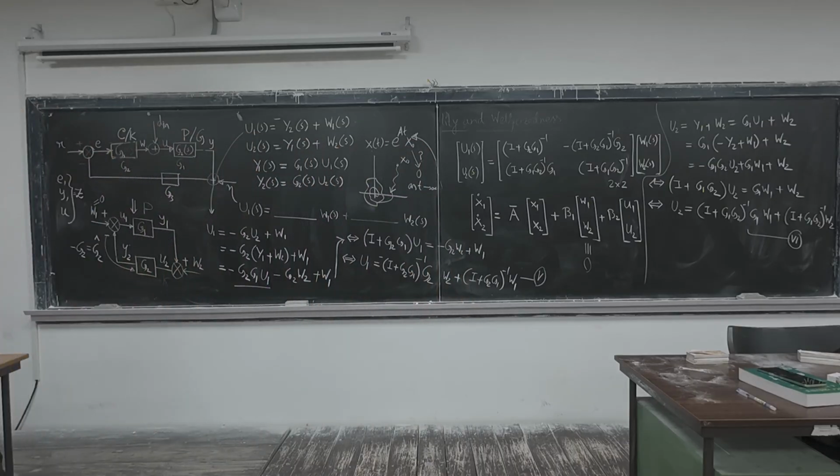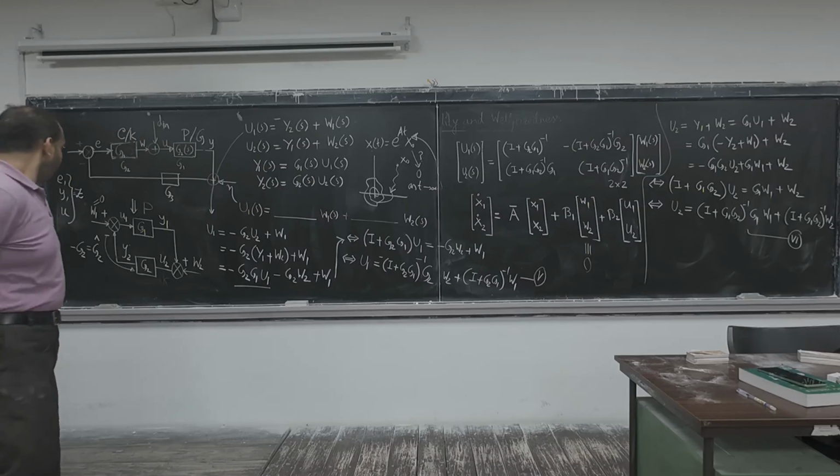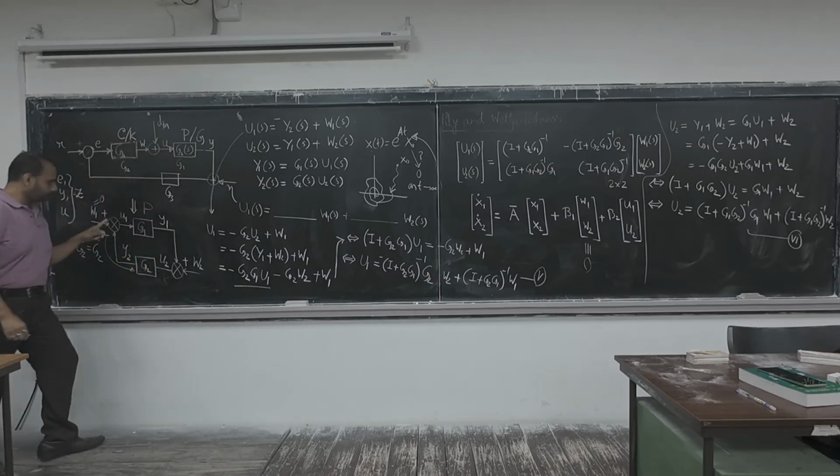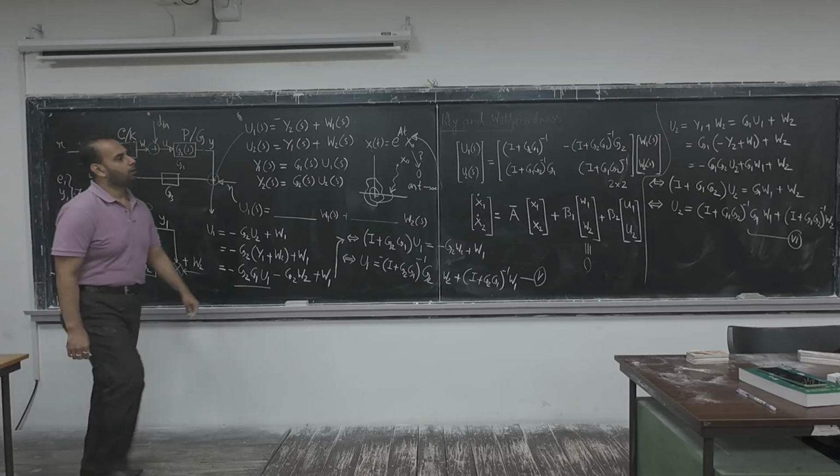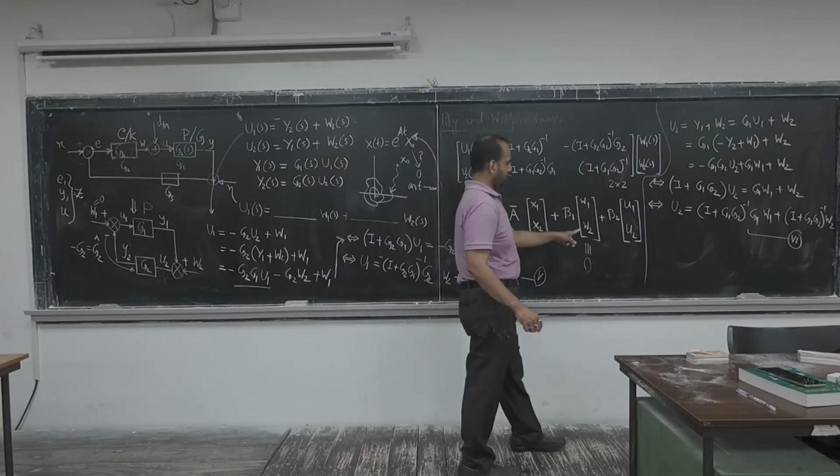So if the exogenous signal goes to 0, won't u1, u2 also go to 0? No, u1, u2, you see, that's what I tried. So if you see the matrix 0, 0, which one? Yeah? So the other matrix.